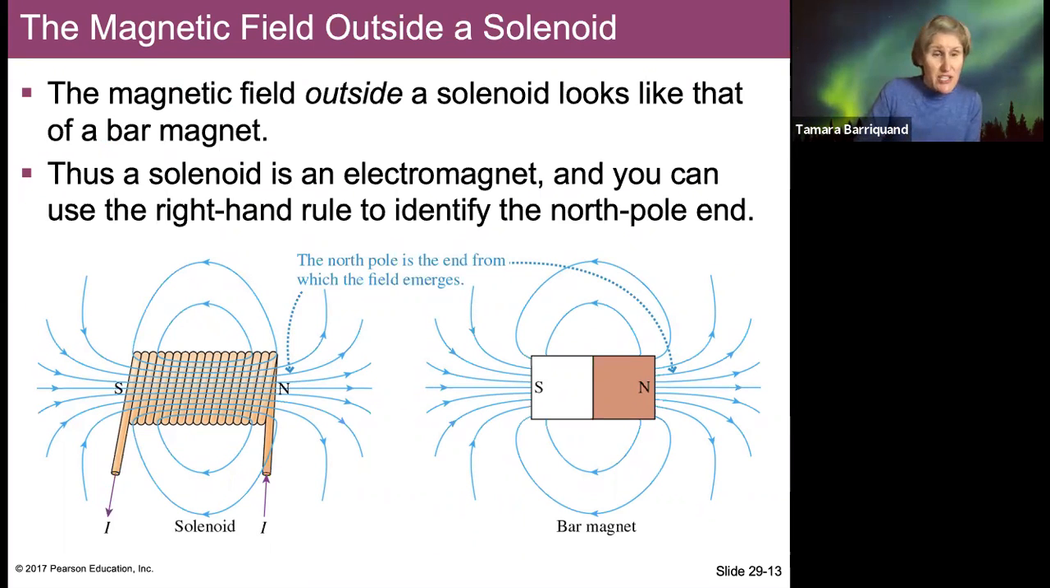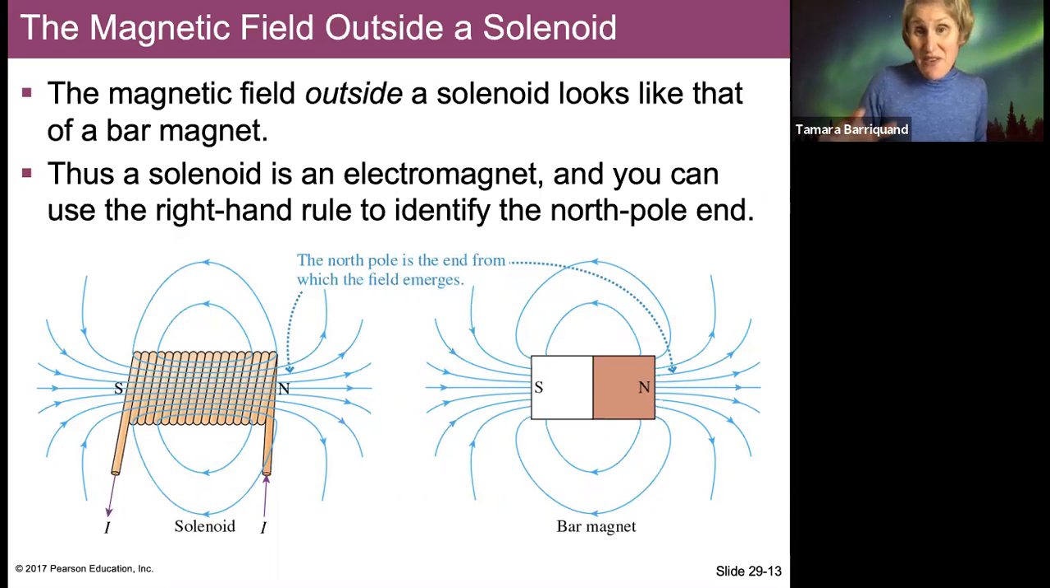And in that case, we can use our right-hand rule. We take our fingers and point them in the direction that the current is going. If I curl my fingers around in the direction the current is going, my thumb will then point to the North Pole end, because the magnetic field will go out the North Pole and come in the South Pole, just like it does for a magnet. So that's how we can see what our magnetic field is outside our solenoid.